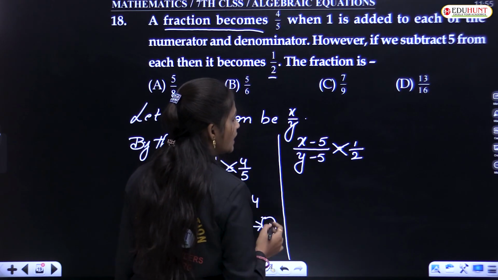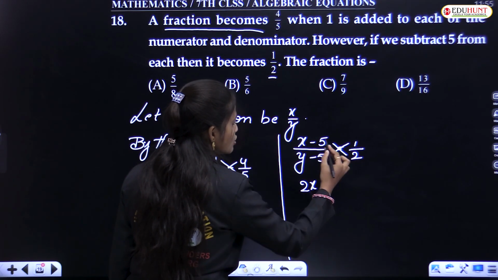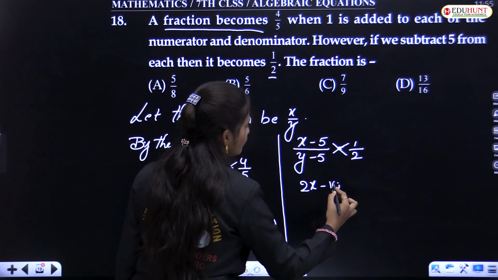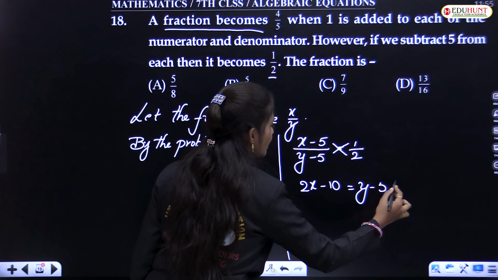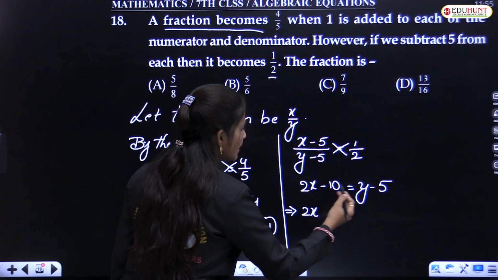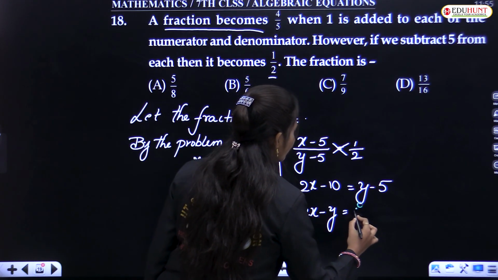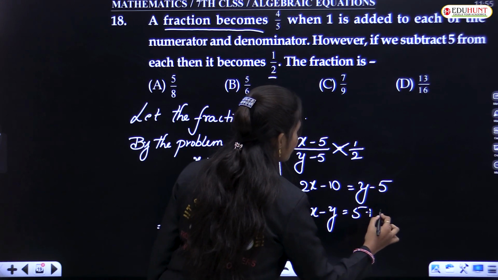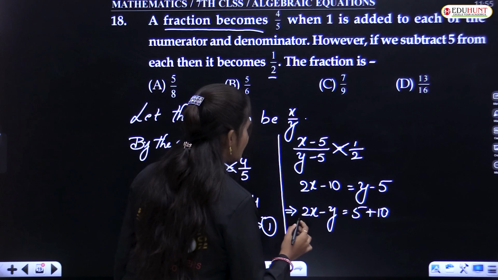Again do the cross multiplication. 2 into x is 2x, minus 2 into 5 is 10, which is equal to 1 into y minus 5, the same thing you will get. So again change the terms here: 2x, and plus y becomes minus y, which is equal to 5, minus 10 becomes plus 10.